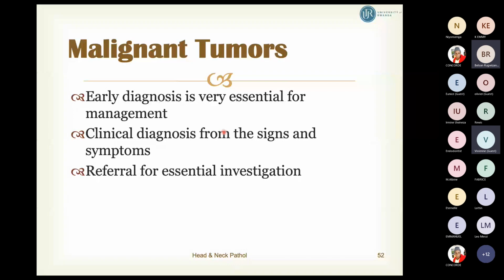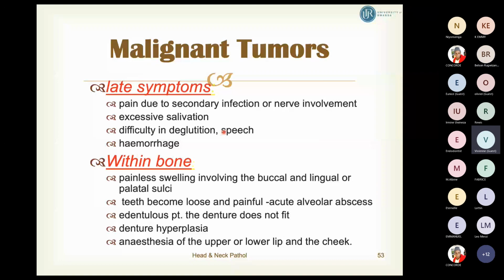So wherever we have melanocytes, we can have melanoma. So it is not rare here in Rwanda. The late symptoms are usually secondary to infection or nerve involvement: excessive salivation, difficulty in swallowing or speech, hemorrhage, and so on. Within bone also we have consequences and so on.